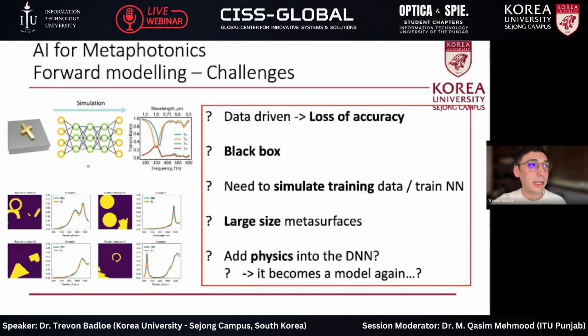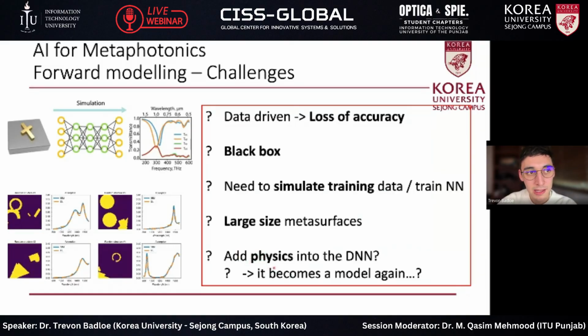Another thing is that this has become some kind of black box. Inside this neural network, something is learned, but we don't know what. The other thing is that we have to simulate this data in order to train it. We need to simulate thousands of data points. So is there a big difference between just sweeping or simulating the data and training? And then when we come to large size metasurfaces, we cannot forward model this. So we're stuck with this unit cell. Is there some way that we can improve this large size metasurface simulation?